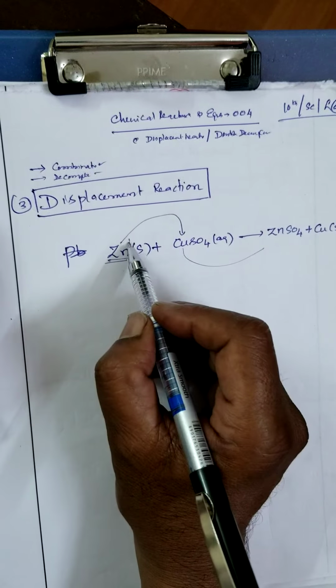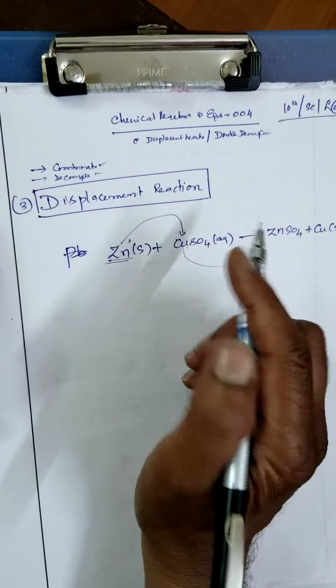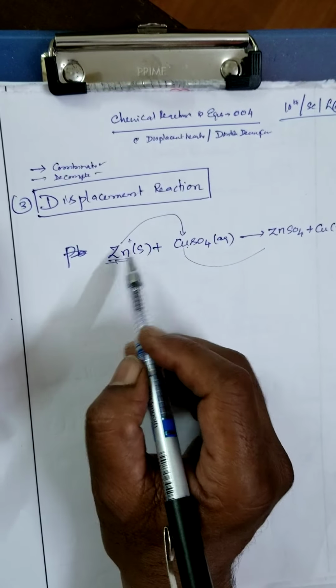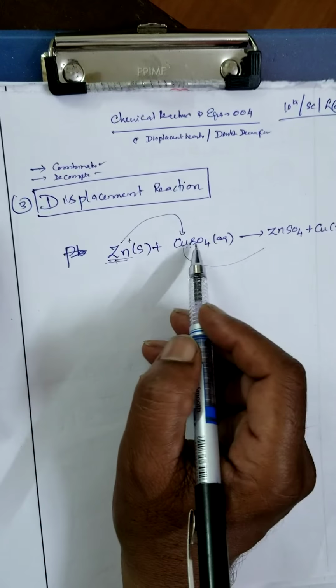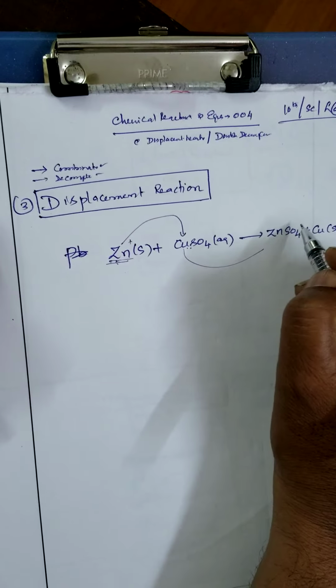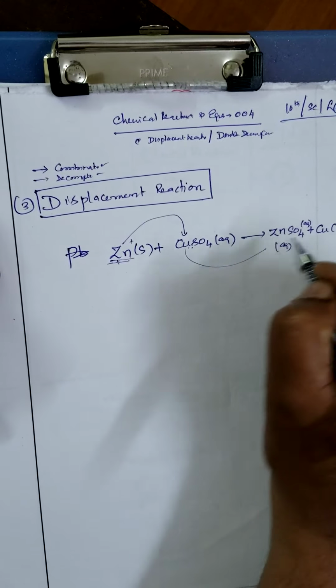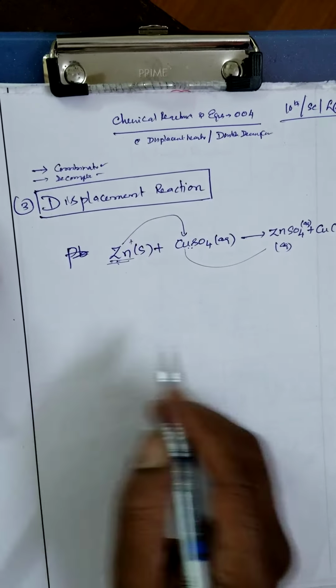Here, zinc is more electropositive than copper. In the electropositive series, this is more powerful. Therefore, it will come and displace and it will kick off that copper and it goes off there, right? This is also solid. This is aqueous. I'll write aqueous here. Solution. This is also a solution.